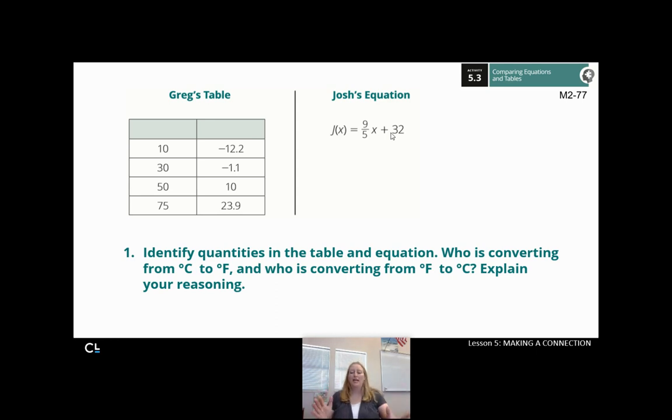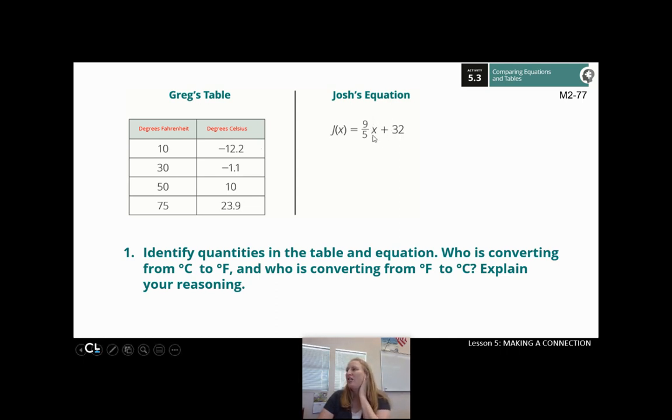Okay, so I know that 0 degrees Celsius is 32 degrees Fahrenheit. So Fahrenheit is going to be a bigger number than Celsius is. So when I'm looking at Greg's table, I can see that the bigger numbers are over here and the lesser numbers are over there. So that tells me that this side must be degrees Fahrenheit and this side must be degrees Celsius on Greg's table. So it looks like Greg is inputting Fahrenheit to get an output of degrees Celsius, which means that Josh has to be going the other way.